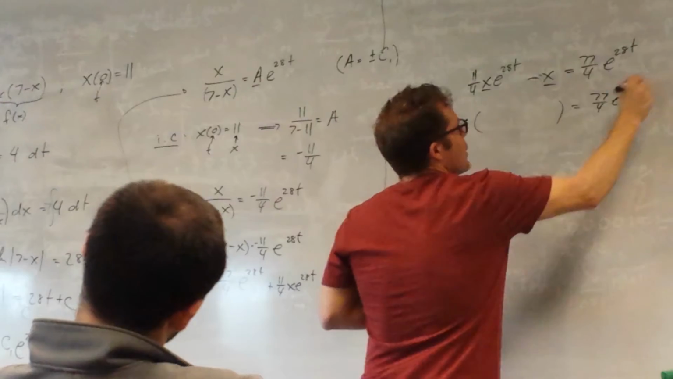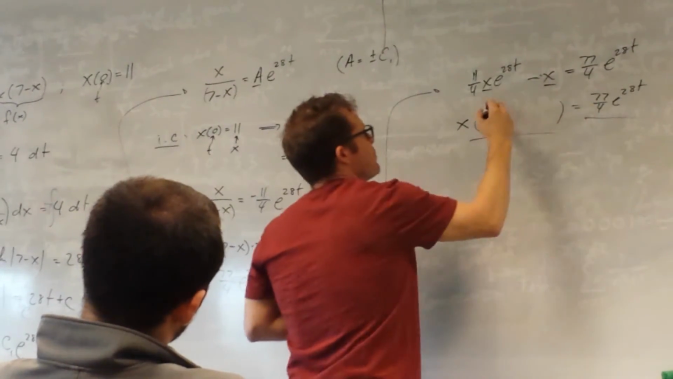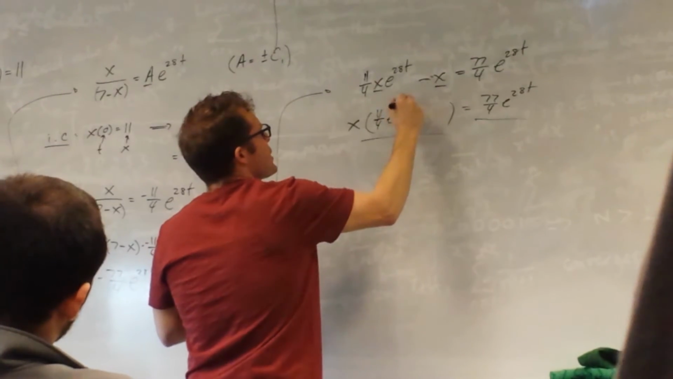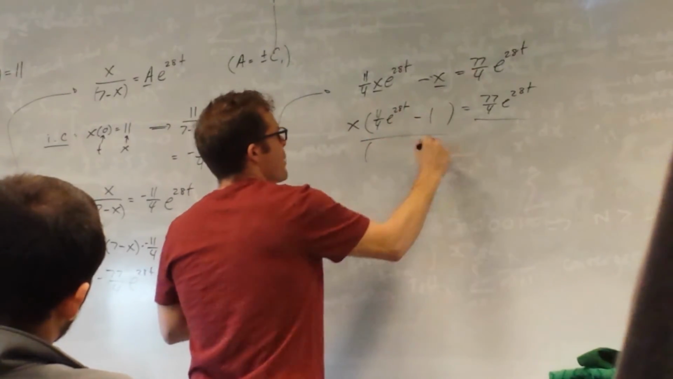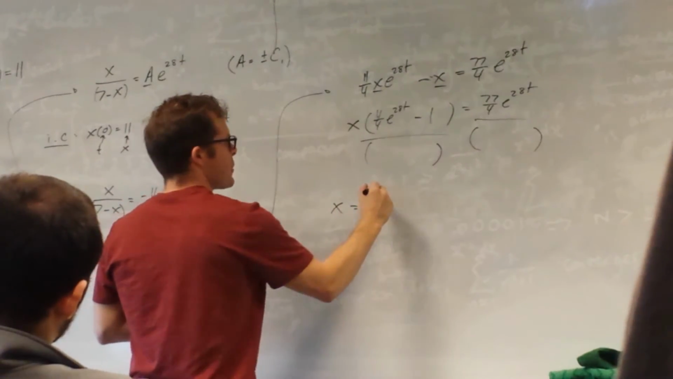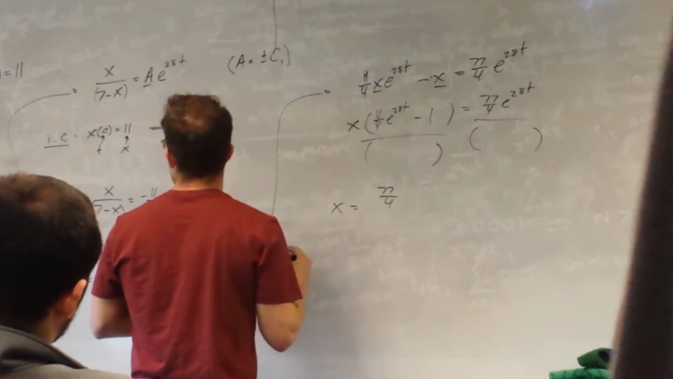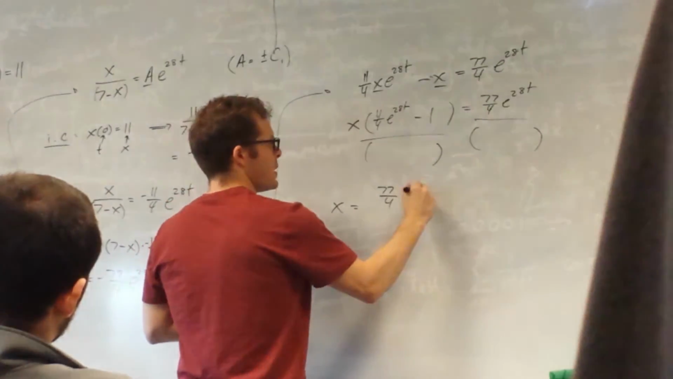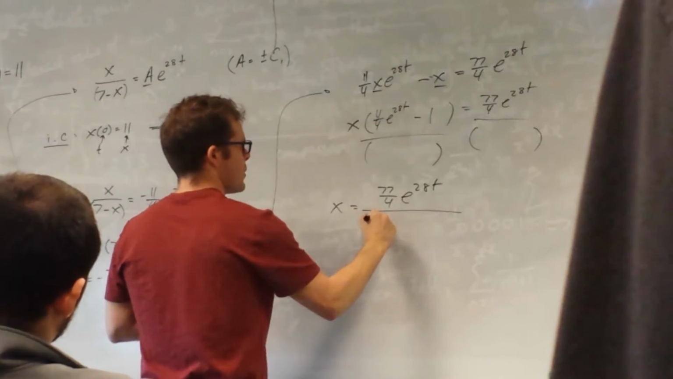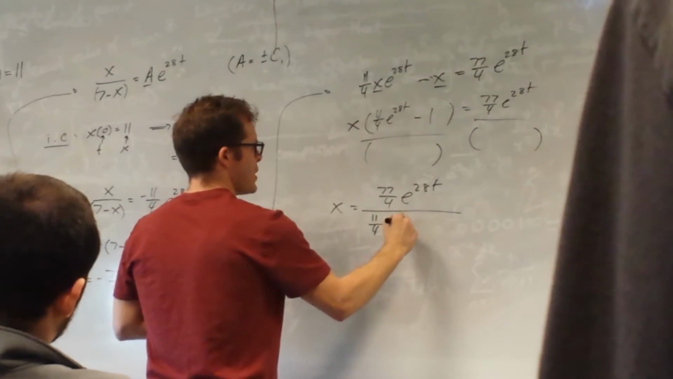Well, divide both sides by that. Pull out the x, we get 11/4 e to the 28t minus 1. So divide both sides by that quantity, and we get x equals 77/4 e to the 28t over 11/4 e to the 28t minus 1.